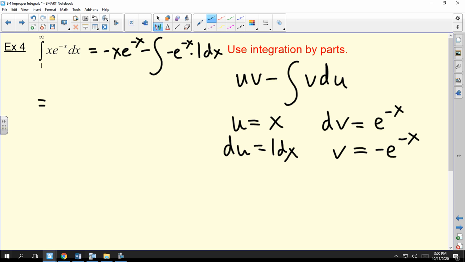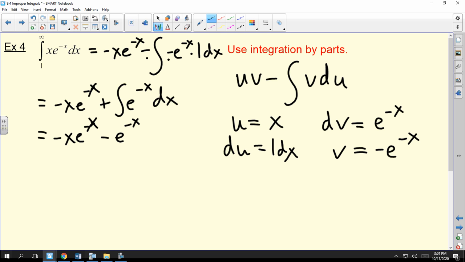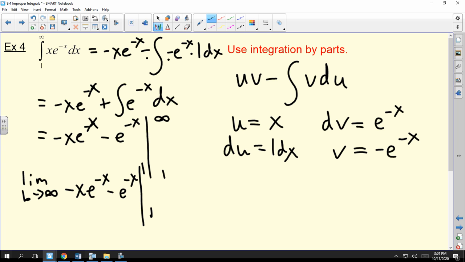And so this becomes negative x e to the negative x plus the integral of e to the negative x dx. These two negative signs here. So you got negative x e to the negative x minus e to the negative x. Now let's go ahead and evaluate it from 1 to infinity. Remember, this should be a b up here at the top. Limit as b approaches infinity. You need to write that out on the AP exam. Limit as b approaches infinity. We should do it now. Okay, limit as b approaches infinity of negative x e to the negative x minus e to the negative x, evaluated from 1 to b.